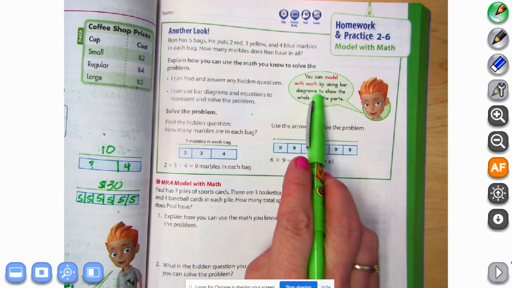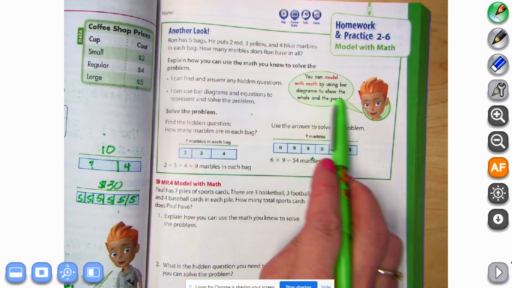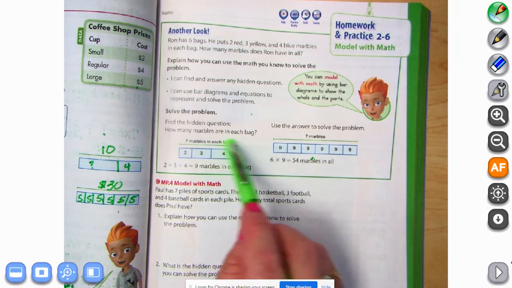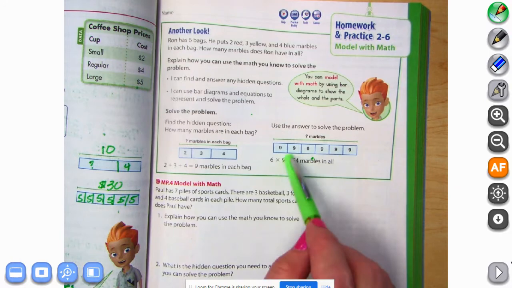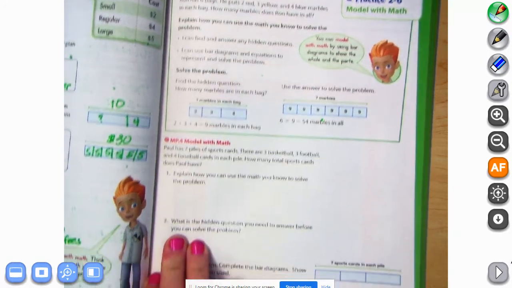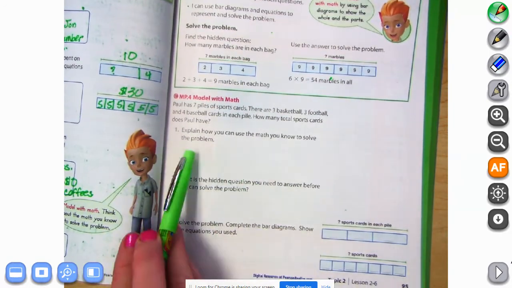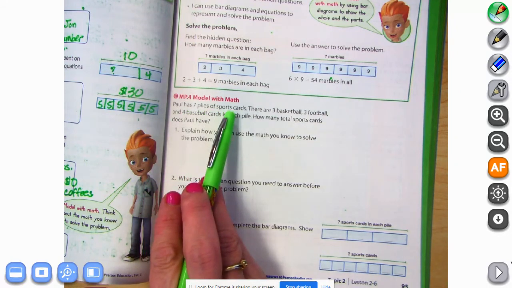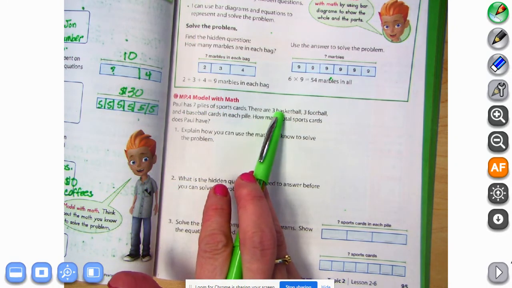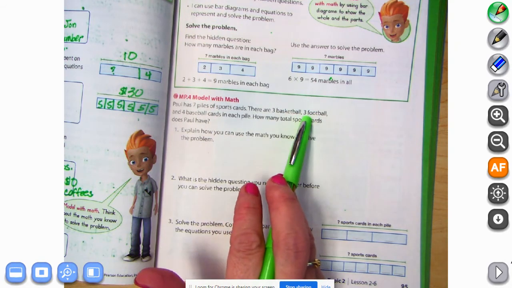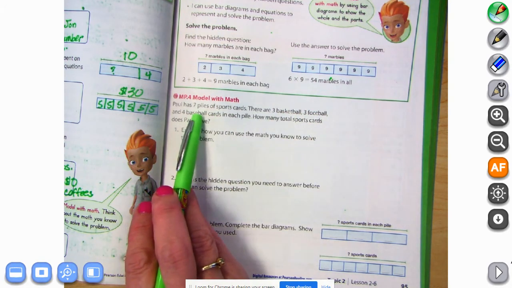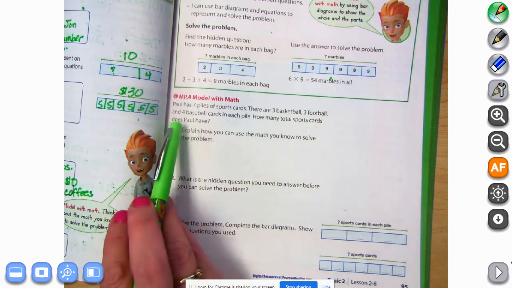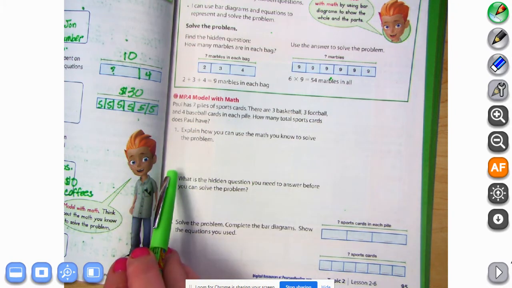You can model with math by using bar diagrams to show the whole and the parts. So we need to know parts and the whole. So number 1, it says Paul has 7 piles of sports cards. There are 3 basketball, 3 football, and 4 baseball cards in each pile. How many total sports cards does Paul have?